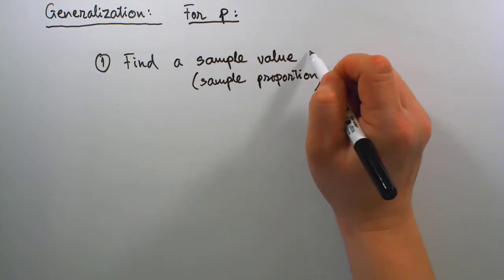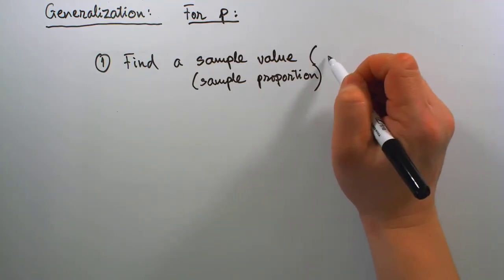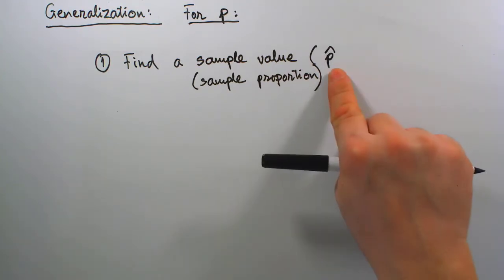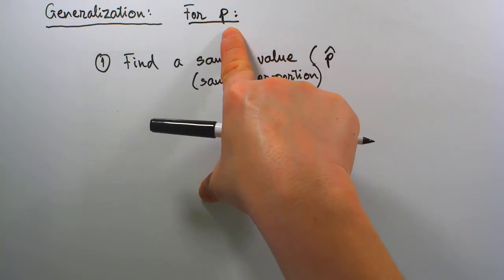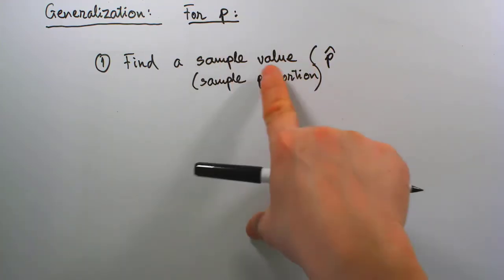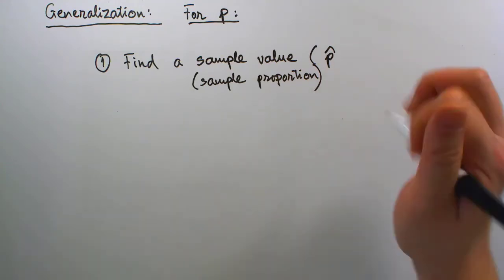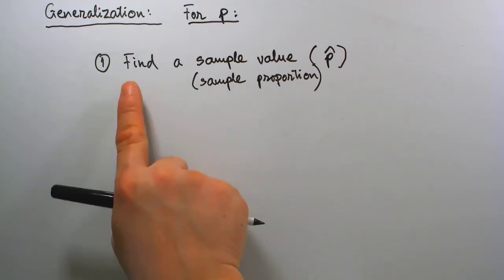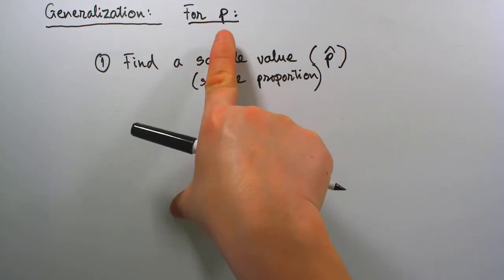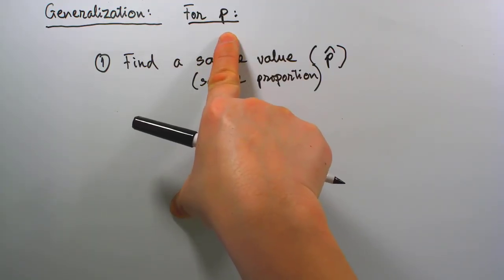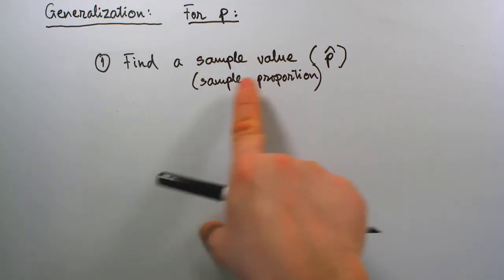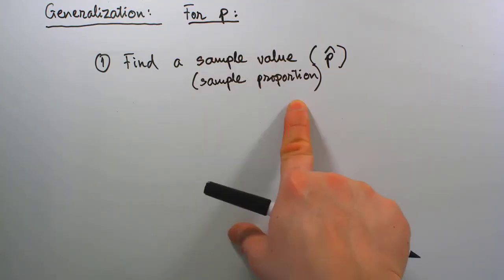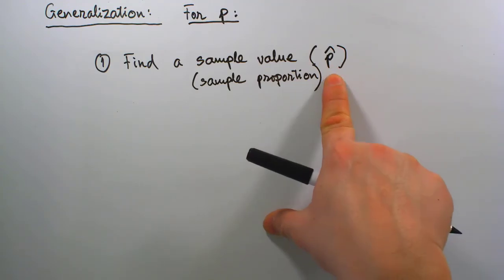And sample proportion is notated by a lowercase letter p, very similar to the lowercase letter p for population proportion. To be a sample value, we put a hat on the lowercase letter p. So once again, the first step in estimating a population proportion value is to find a sample value, namely a sample proportion, which symbolically is p hat.